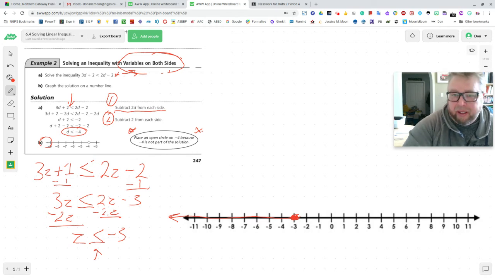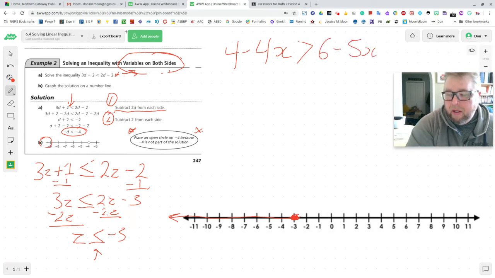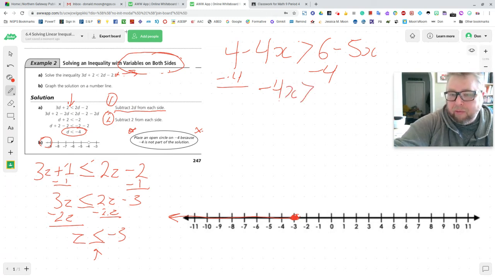Another example I'll do up here. Let's see here. We have 4 minus 4x is greater than 6 minus 5x. Okay, in this case, we have to determine what we're going to do first. I would subtract 4 from each side, and then I would be left with minus 4x is greater than, what do we have here? 6 take away 4 is 2 minus 5x.